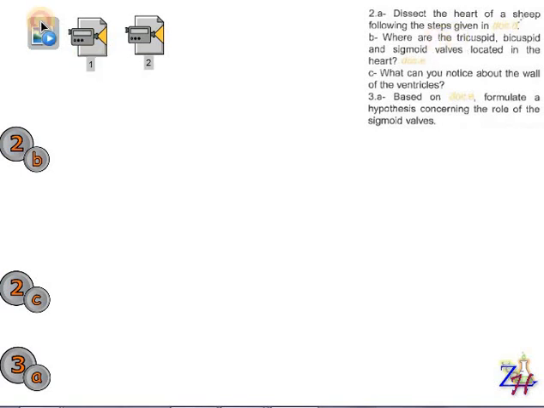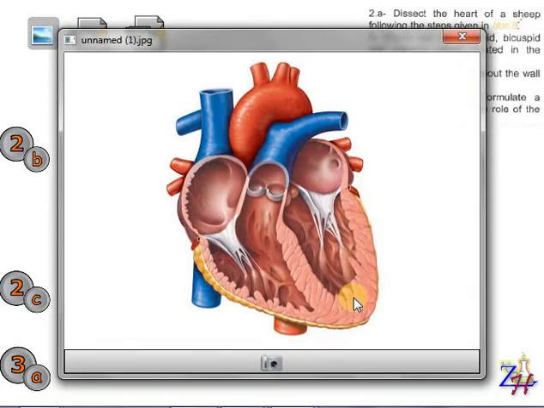Now, what can you notice about the wall of the ventricles? Let's see this image, please. Look at the wall of the ventricle. This is the right ventricle and this is the left ventricle. Notice the tricuspid and the bicuspid valves very clear, and these are the sigmoid valves, as we said. Let's look at the wall of the ventricle. The wall of the right ventricle appears to be thin, while the wall of the left ventricle appears to be thick.